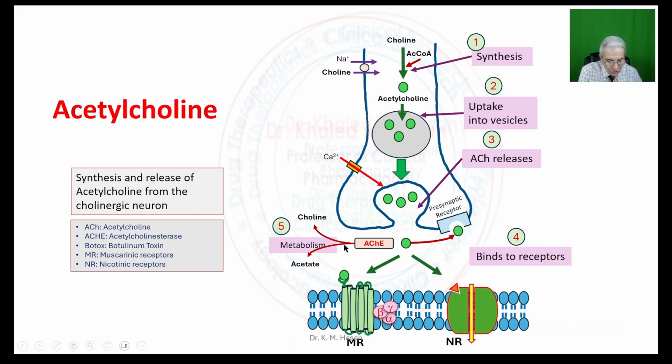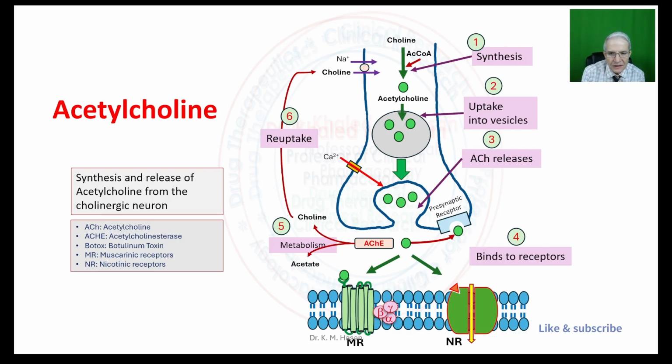This will lead to the formation of choline and acetate. Then the choline will be used again. We call this one uptake. This is stage number 6. So as you can see from this graph, we have 6 stages for acetylcholine from synthesis until reuptake: synthesis, uptake by the vesicles, release of acetylcholine, binding to the receptor, binding to the presynaptic receptor, metabolism of acetylcholine, and reuptake by the presynaptic neuron.